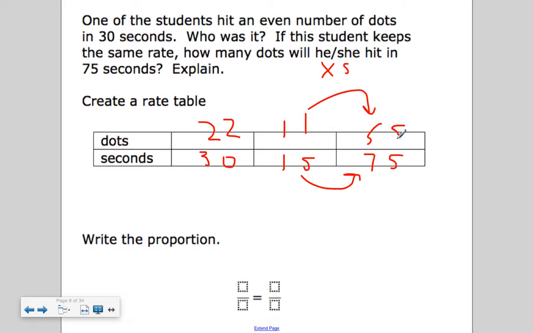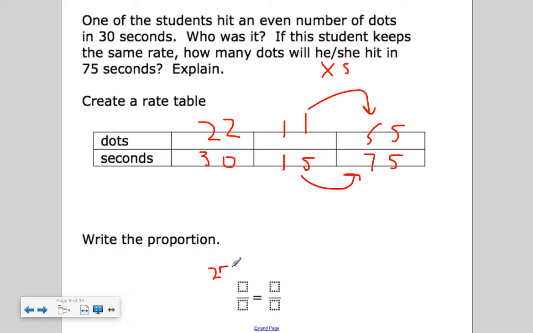Some of you may not like using scale factor. You may go to 11, 15, and then you make another table. So 11 dots, 15 seconds. 22 dots, 30 seconds. 33 dots, 45 seconds. 44 dots, 60 seconds. And 55 dots, 75 seconds. Some of you like me putting a table. And you can set this up as a proportion down here.